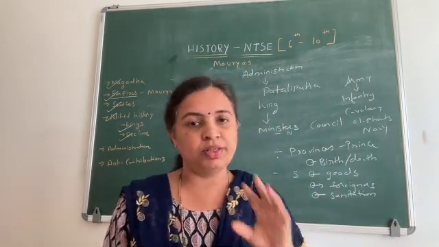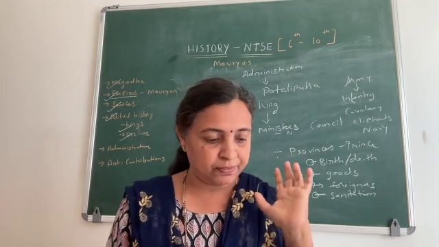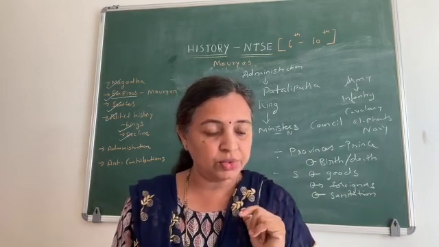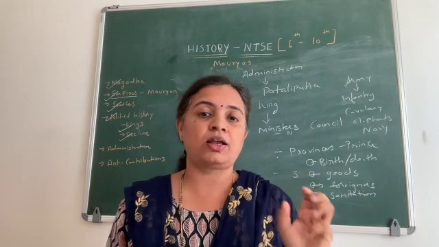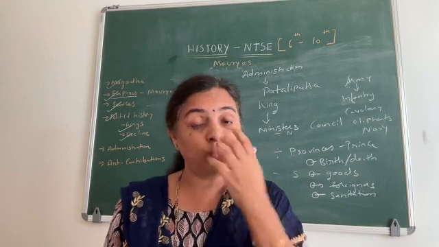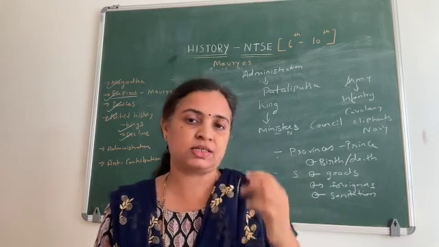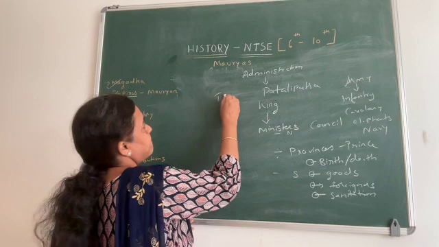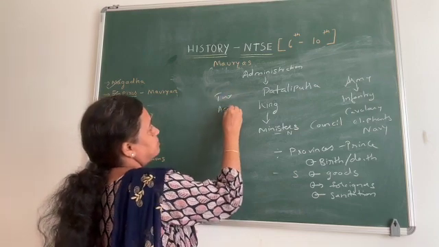So you learnt about the administration, you learnt about the army. Now we will look into the taxes. See, all these army and all that is fine, but a kingdom needs revenue. How they used to get revenue was through taxes. They used to collect tax on agriculture.